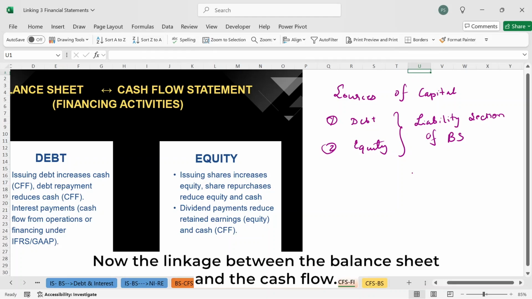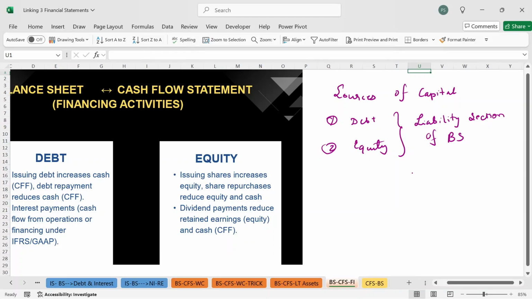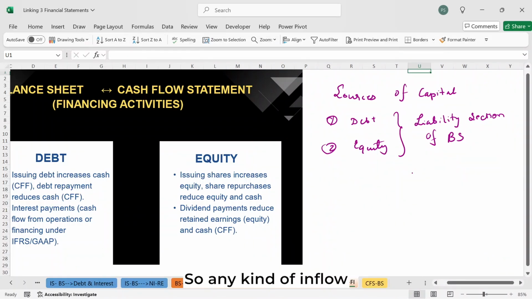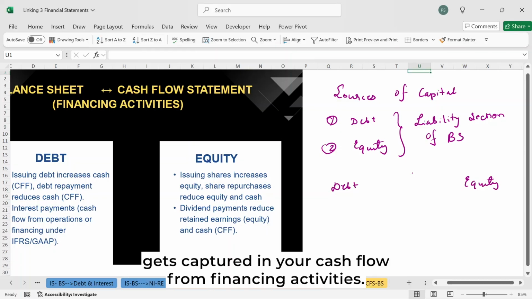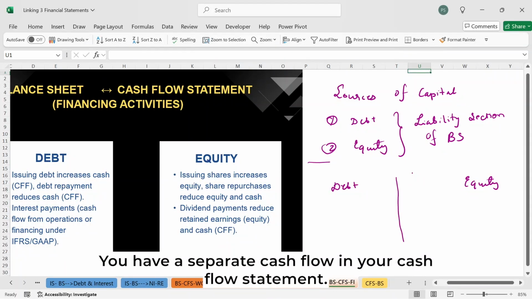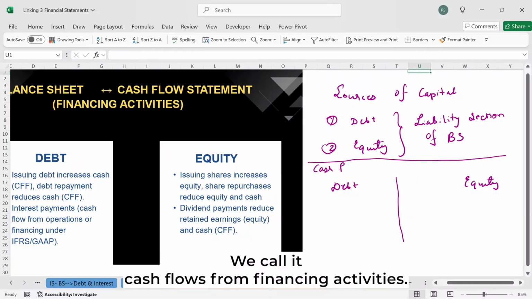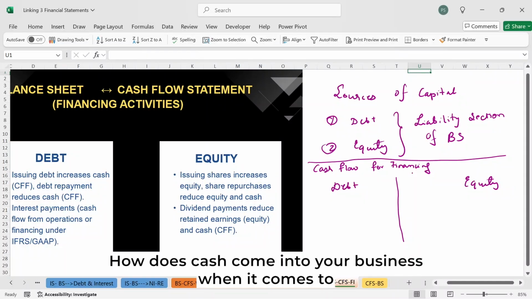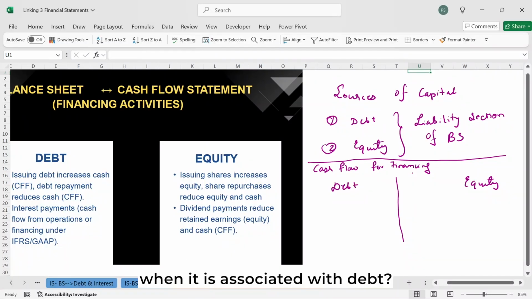Now, the linkage between the balance sheet and the cash flow. Cash flow, as I told you, traces the movement of cash associated with the line items. So any kind of inflow related to debt or any kind of outflow related to debt gets captured in your cash flow from financing activities. You have a separate section in your cash flow statement. We call it cash flows from financing activities. So let's see this. How does cash come into your business when it is associated with debt?